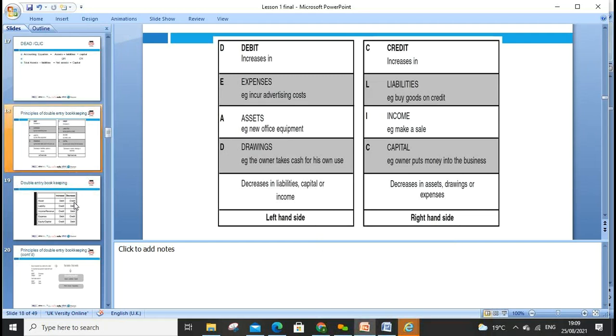Look at the handout, which will be available on Moodle, and I hope we'll speak in our next lesson. If we need to arrange extra sessions, we can. Today's lesson was LO1, learning outcome 1, which is double entry bookkeeping based on DEAD CLIC, and we have a handout to go through. Thanks for listening and attending.